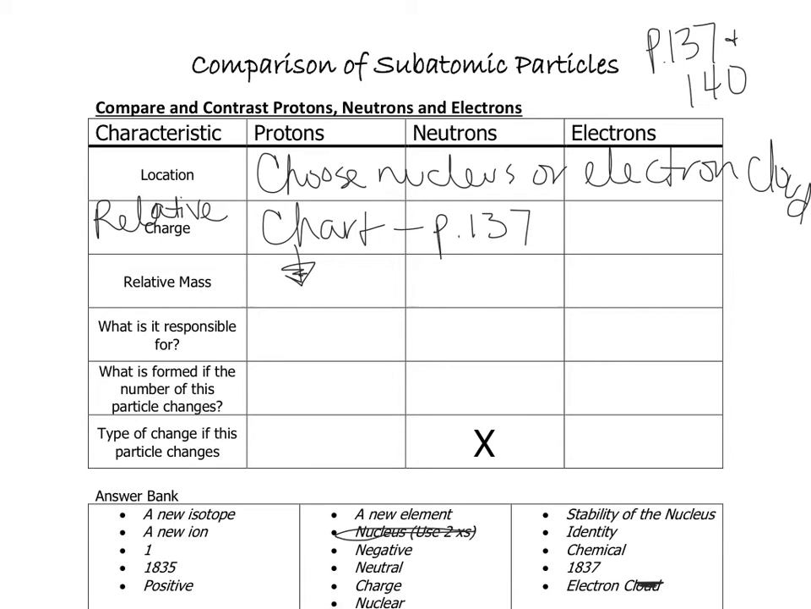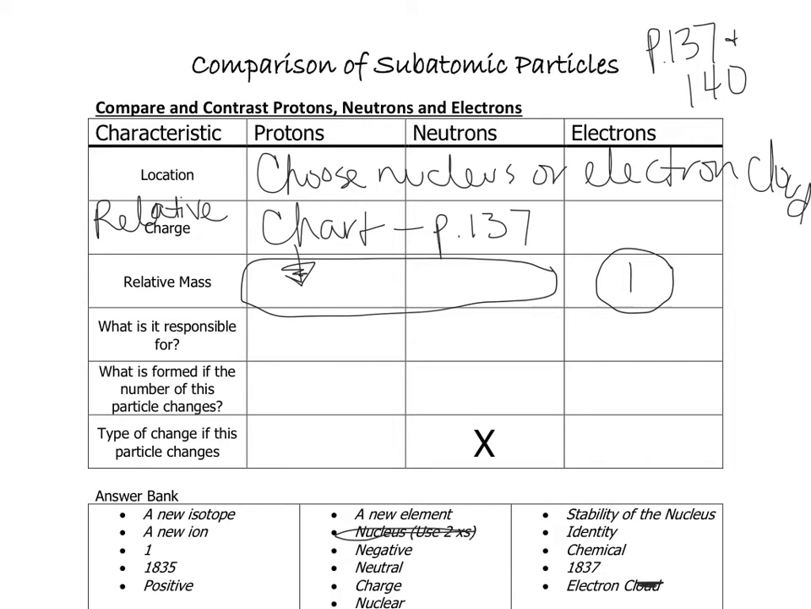And I'll go ahead and give you a hint because I really want you to think about this. They're going to say that the electron is 1. It's just a random number that they're assigning. And whatever these numbers are, that's how many times more massive protons and neutrons are compared to electrons. So I want you to think about that as you write it down.